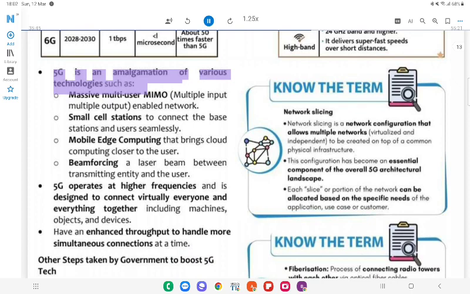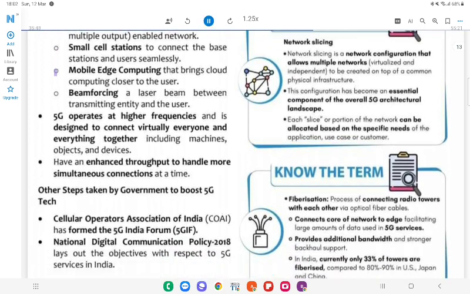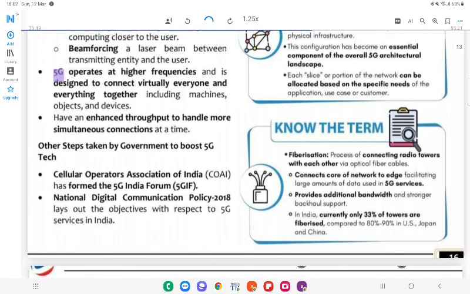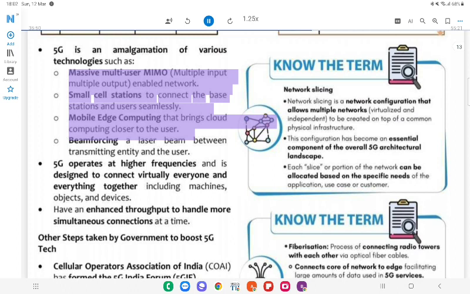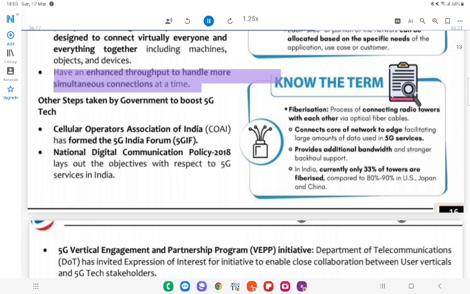5G is an amalgamation of various technologies such as massive multi-user MIMO, multiple input, multiple output enabled network. Small cell stations to connect the base stations and users seamlessly. Mobile edge computing that brings cloud computing closer to the user. Beamforming, a beam between the transmitting entity and the user. 5G operates at higher frequencies and is designed to connect virtually everyone and everything together, including machines, objects, and devices. It has enhanced throughput to handle more simultaneous connections at a time.